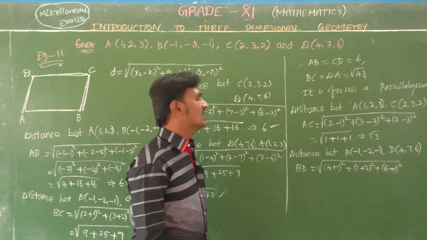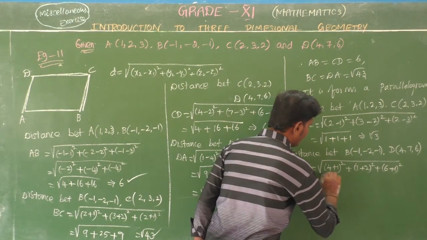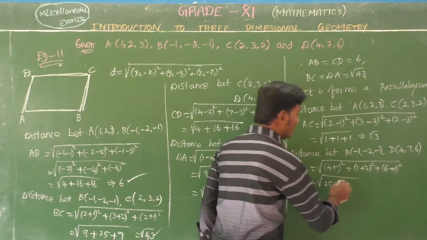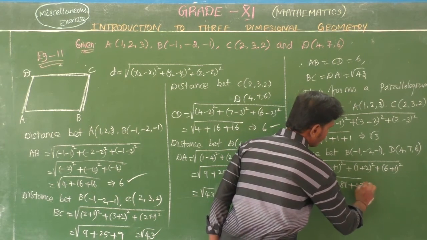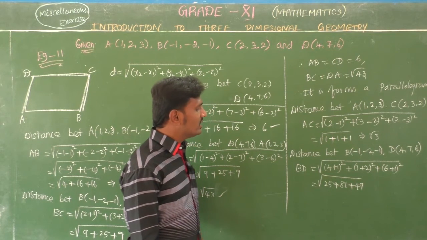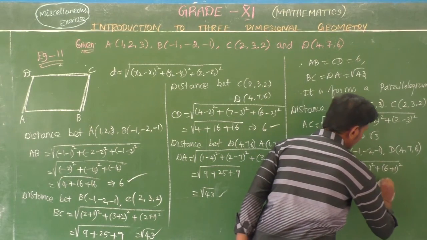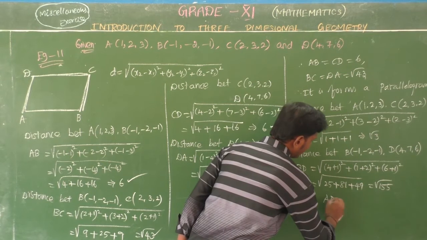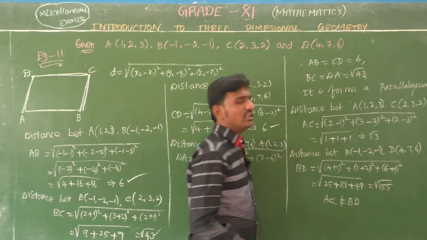Yes, students. Now (4 plus 1) the whole square means 5 square, that is 25, plus (7 plus 2) the whole square, 9 square, which is 81. Finally (6 plus 1), 7 the whole square is 49. Now add: 25 plus 81 is 106, plus 49 is 155, so BD is square root of 155. Now listen, AC is not equal to BD.